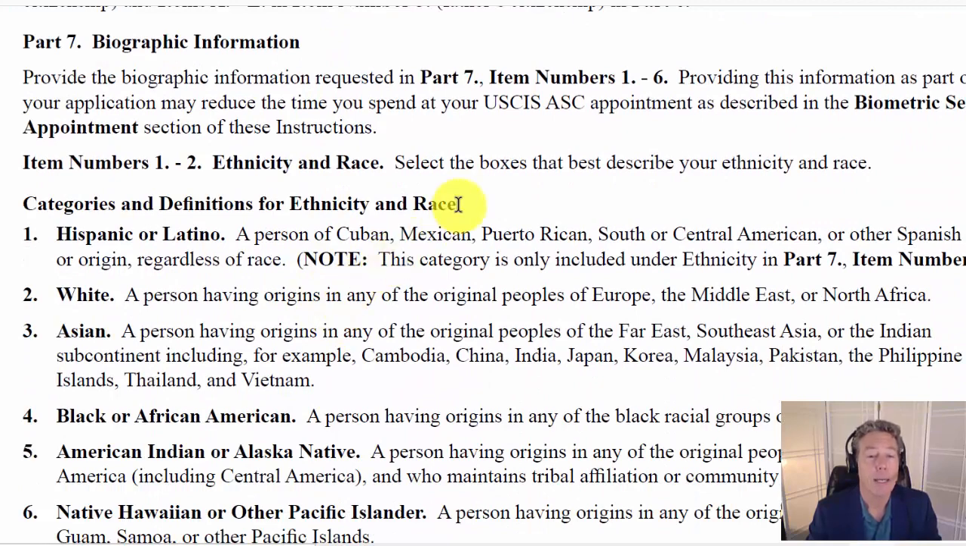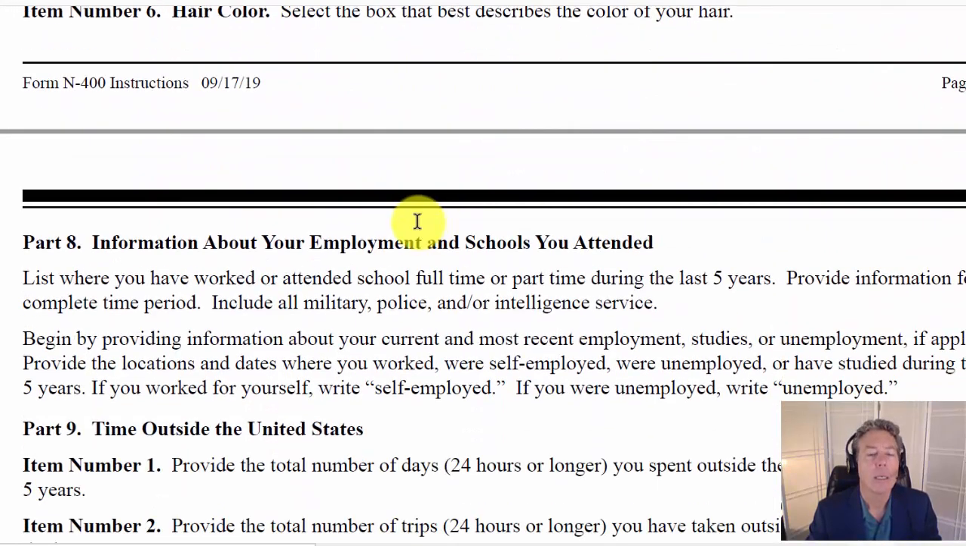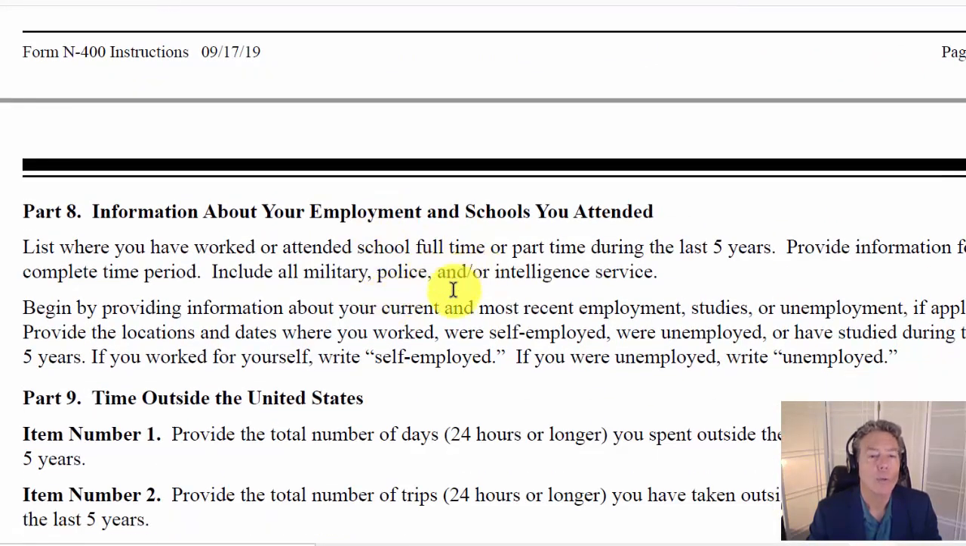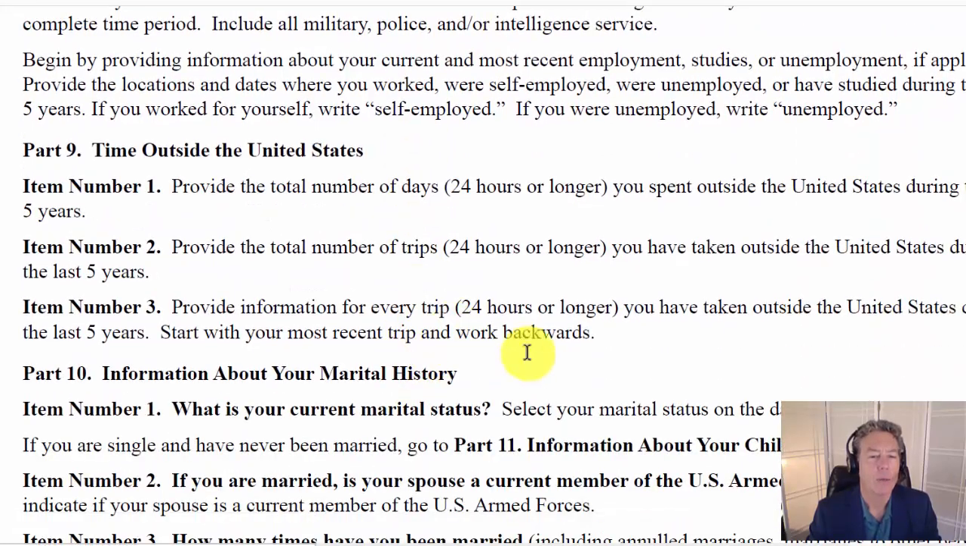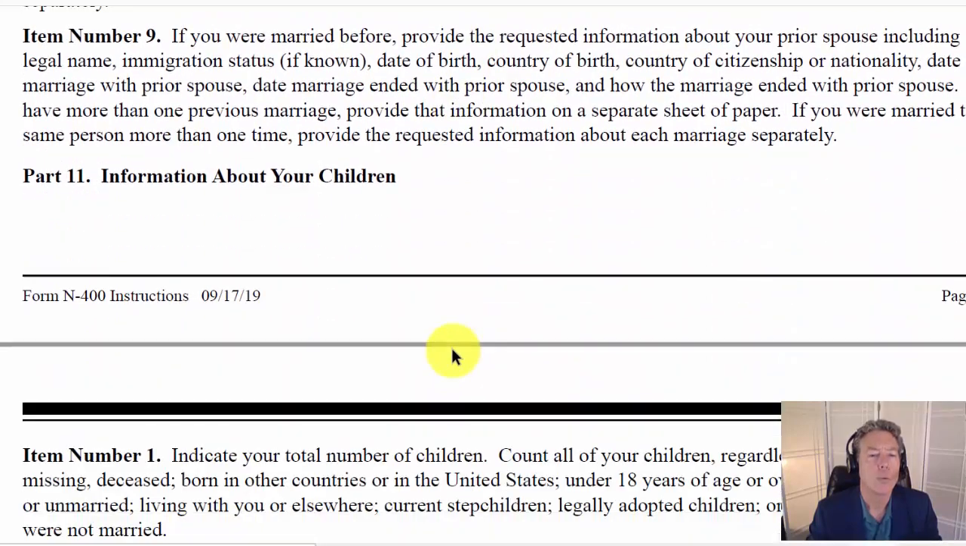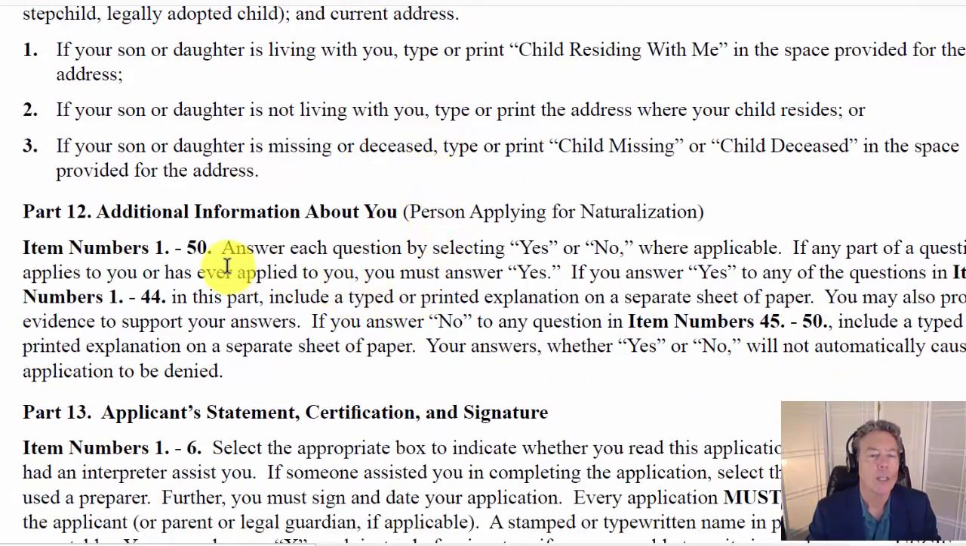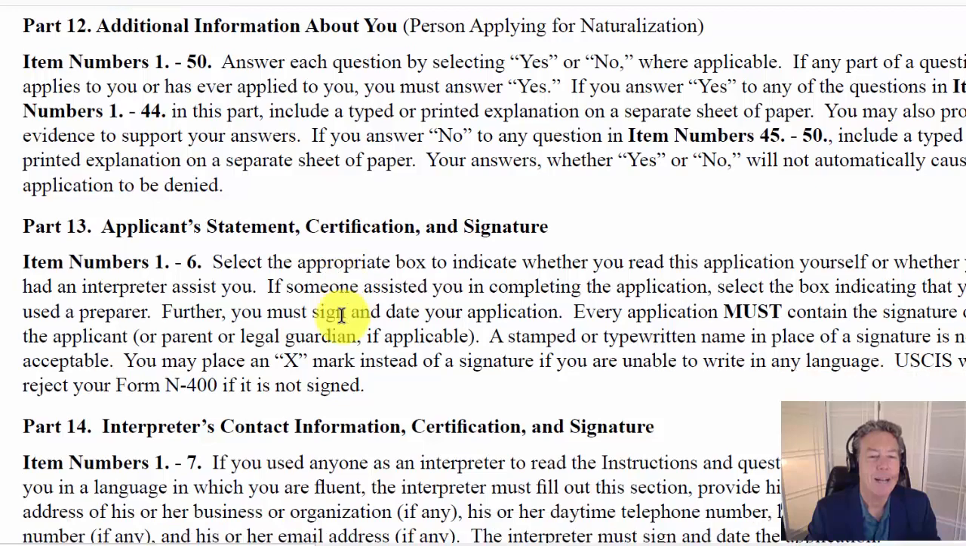categories and definitions for ethnicity and race, your height, weight, eye color, hair color, employment, schools, time outside the United States, marital history, right? Children, there it is. Information about you, applying for naturalization. Oh, these are items number 1 through 50. These are all the horrible things that you may have done. Torture and polygamy and all this other kind of stuff. Drugs. And then you sign it.